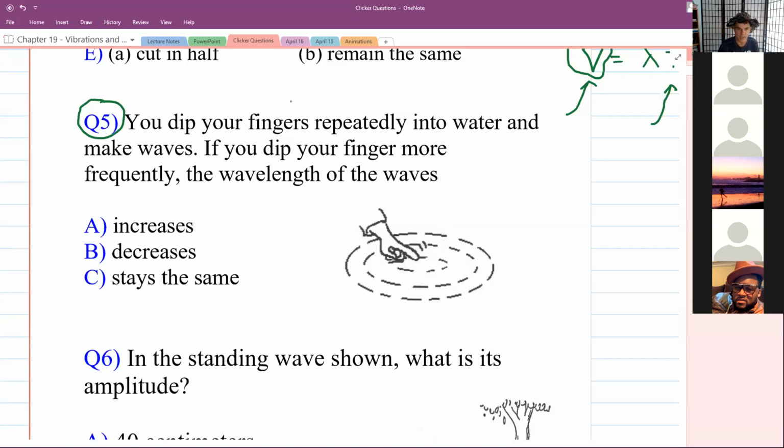And the answer again is, remember that if frequency goes up, wavelength goes down. If frequency goes down, wavelength goes up. So in this case, I am the person creating the waves, and the frequency that I dip my fingers in the water is going to be the same as the frequency of the waves that are produced. So if I dip my finger more frequently, frequency goes up. If the frequency goes up, the wavelength has to go down. So the correct answer is wavelength decreases.